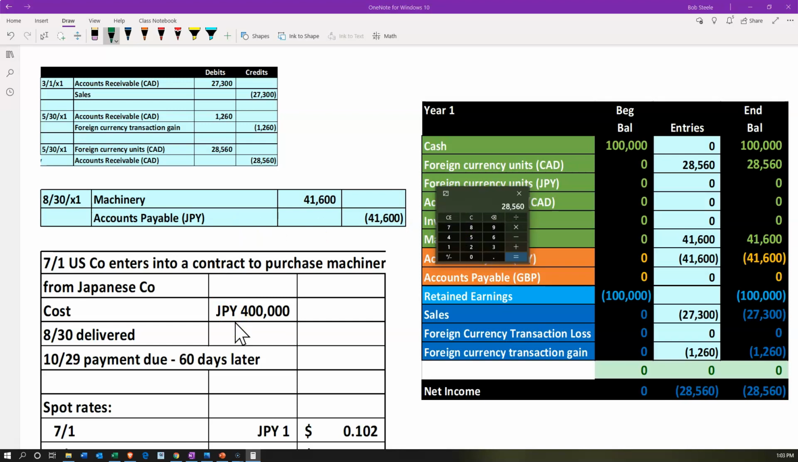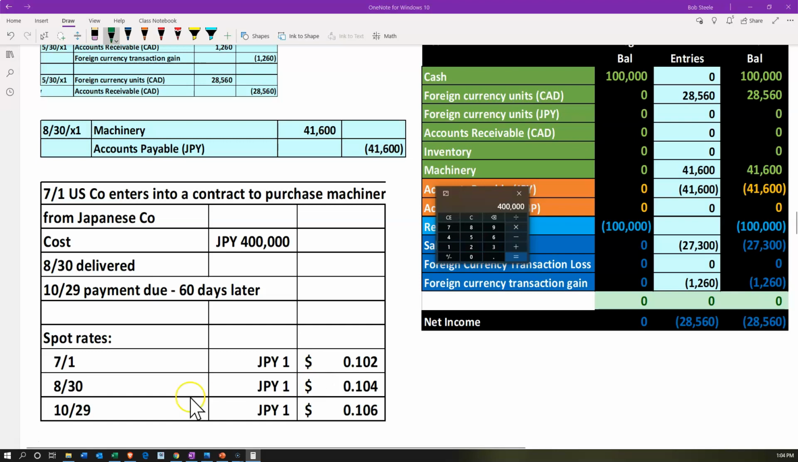So now we have a payable rather than a receivable that we're going to be putting on the books, and we're going to record the fact that we're going to be paying this in yen, but we're going to put it on the books at the current period equivalent. So we're going to put the machinery on the books at the cost of the machinery at this point in time, given the current exchange rate measured in US dollars. 400,000 yen is compared to $0.104 as of this point. So we're going to say times 0.104, and that's going to give us the 41,600. Notice, again, we used the 8/30 date because that's the point in time that we actually received the machinery.